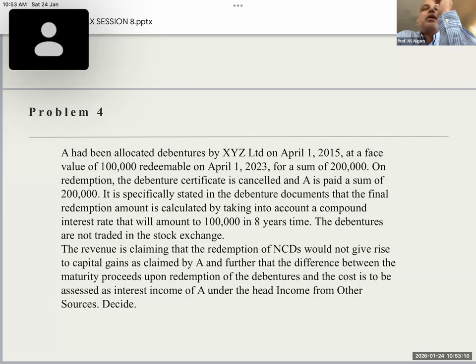The revenue is claiming that the redemption of NCDs, these are non-convertible debentures, they're not convertible into shares, would not give rise to capital gains as claimed by A. Further, the difference between the maturity proceeds upon redemption of the debentures and the cost is to be assessed as interest income of A under the head income from other sources. Decide. Any thoughts, my friends, on this?